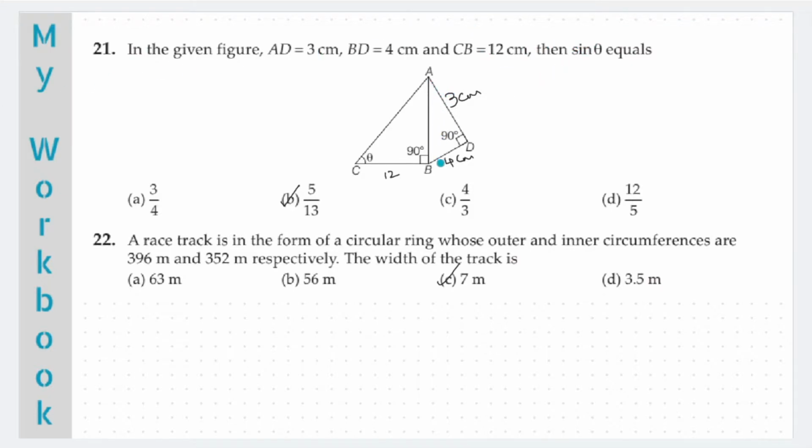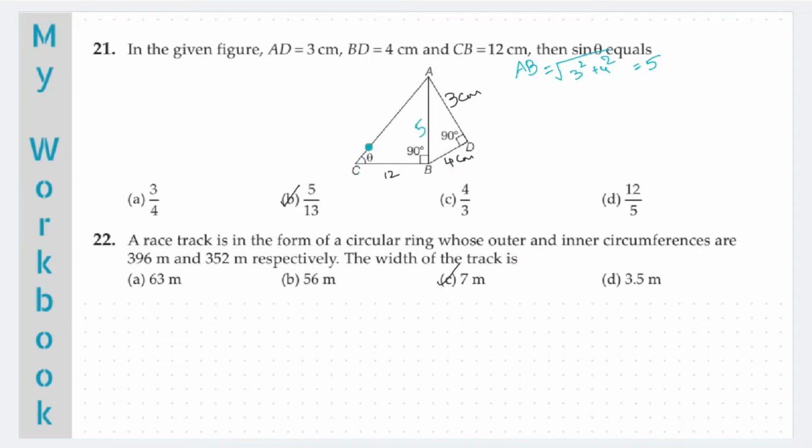So ABD is a right angle triangle. We can apply Pythagoras theorem to find AB. AB is the hypotenuse in this triangle ABD. So it will be equal to root of 3 square plus 4 square, which will give you 5. So AB we found it out as 5.